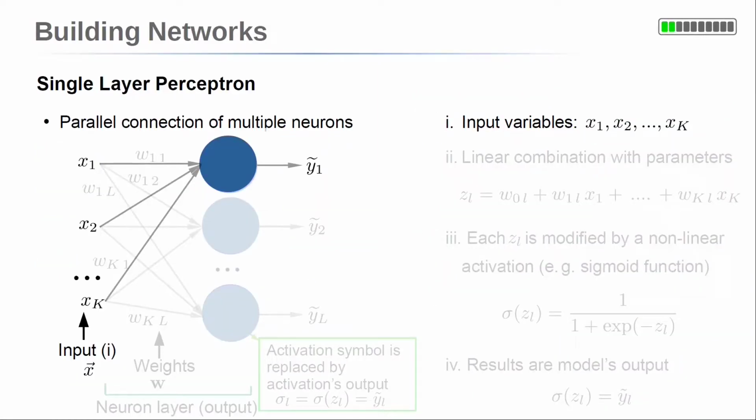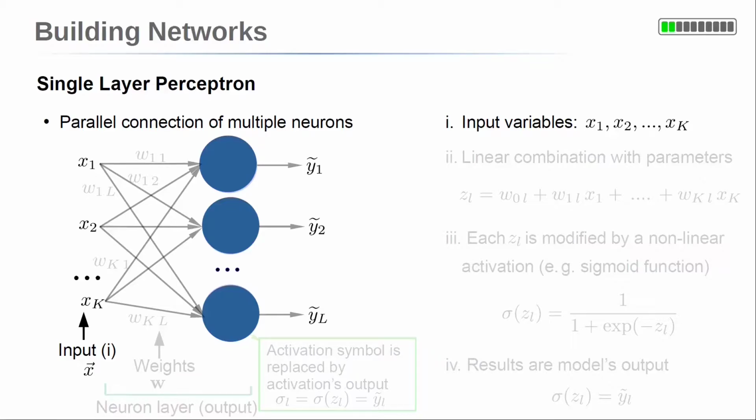To perform a logistic regression with a single neuron is not very exciting. So next, we build more complex structures with neurons to build more complex models. First, we put some neurons in parallel. This gives the so-called single-layer perceptron. Similar to the single neuron, the single-layer perceptron takes capital K input variables, x1 up to x capital K. Instead of being the input for a single neuron, the variables are the input for capital L different neurons.